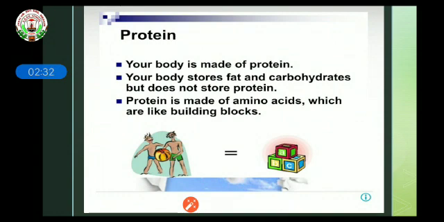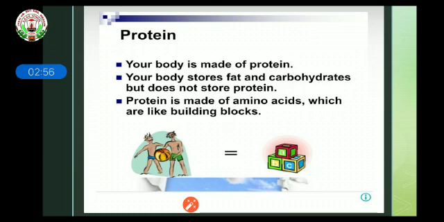For example, you have seen that whenever a building is being constructed, the most important thing needed for constructing a building is a brick. These are the bricks of our body. Our body stores fat and carbohydrates but does not store protein because it is fully utilized. Protein is made up of amino acids.